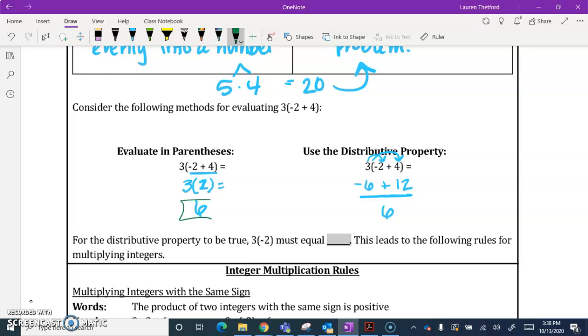You can see that both answers give us 6, no matter how we solve them. So we know that 3 times -2 must equal -6. And this leads us into our new rules for multiplying integers.